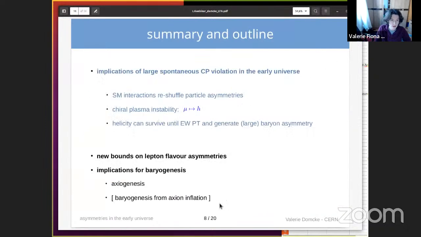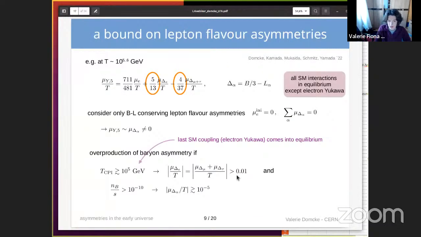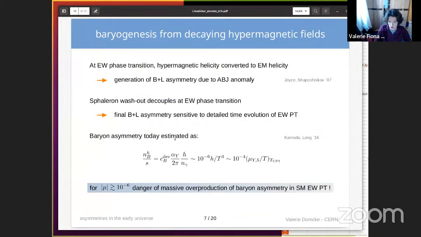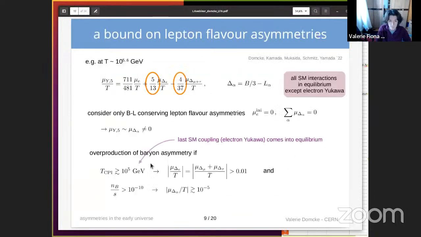So going back to our concrete example, I plug in the numbers, and I find, as you would have expected by looking at the previous equation, that the chiral plasma instability happens if and only if the chemical potentials in the individual B minus L flavors are above 10 to minus 2. So that's one condition. The second condition is, let's actually overproduce baryon asymmetry. So now let's compute this baryon asymmetry, this expression here. I plug in the numbers, and I get that we overproduce if this value is larger than 10 to minus 5.